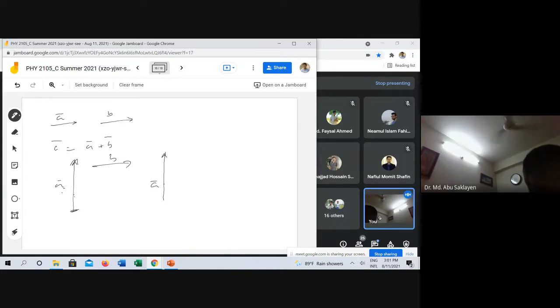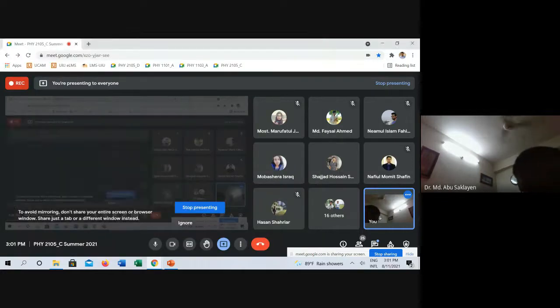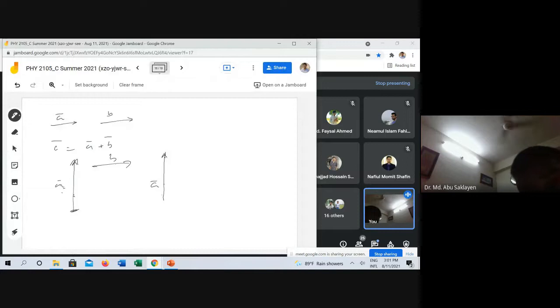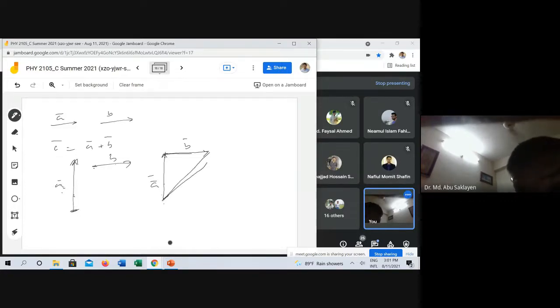It was here initially, and keeping the magnitude and direction the same, we moved it here, right? And the head of this vector matches with the tail of the other vector. So this is the positive y-axis. Now you match this vector with the head of this one too, keeping direction and magnitude the same. The tail of the first vector matches with the head of the second vector. So this is a plus b.